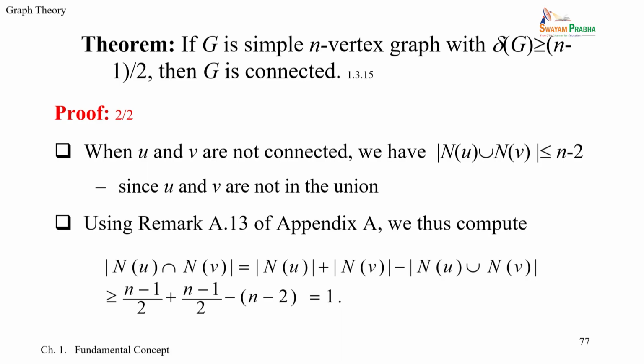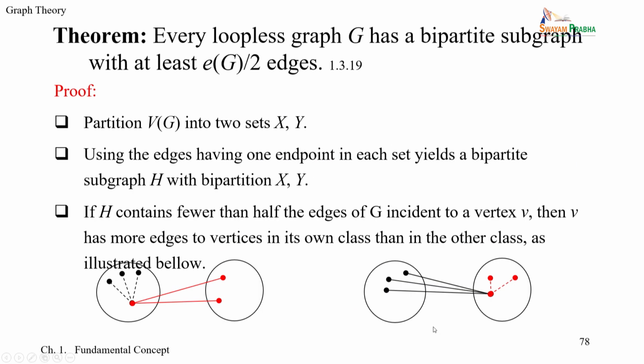So, if G is a simple n-vertex graph with delta(G) greater than or equal to (n-1)/2, then G is connected. The other way: if u and v are not connected, then the cardinality of N(u) union N(v) is less than or equal to n minus 2, since u and v are not in the union. According to the note, the cardinality of the union equals |N(u)| plus |N(v)| minus |N(u) intersection N(v)|. So this value is (n-1)/2, this value is (n-1)/2, and this is n minus 2, and so the value is greater than or equal to 1.